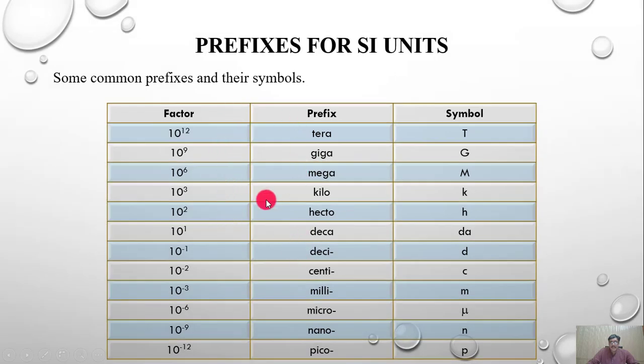Here is the table. You can see this table from your book as well. See here, kilo is here. This is a prefix. Its symbol is given here. Similarly, centi, milli, micro, deca, hecto, mega, giga. So you have to learn these prefixes.